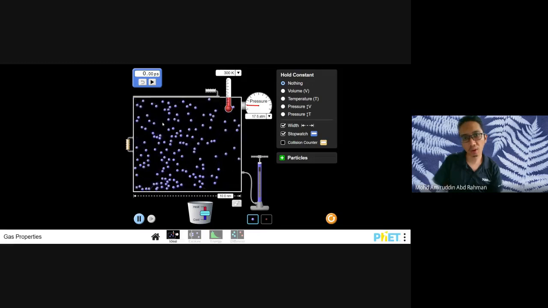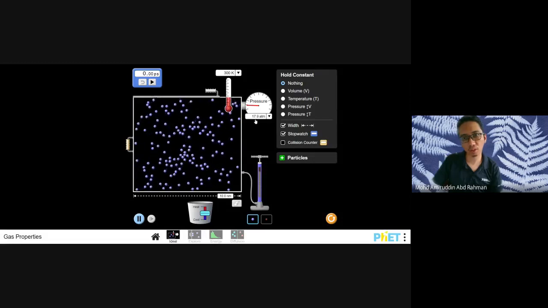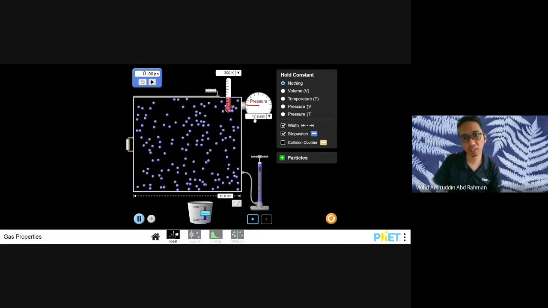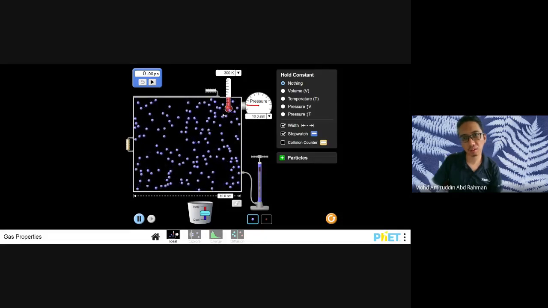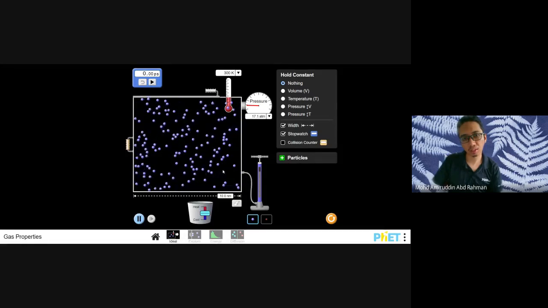You can see that whenever these gas molecules hit the wall, you can see that the pressure keeps increasing.